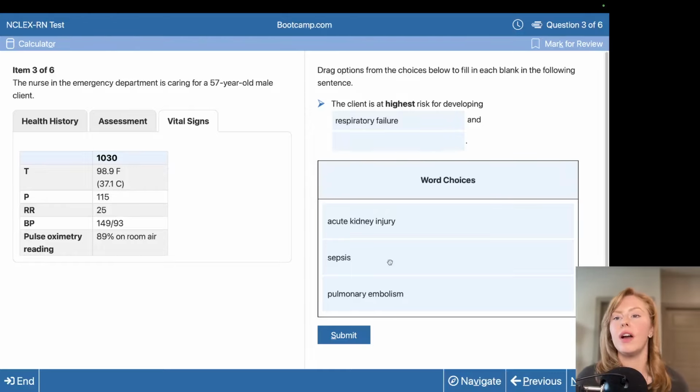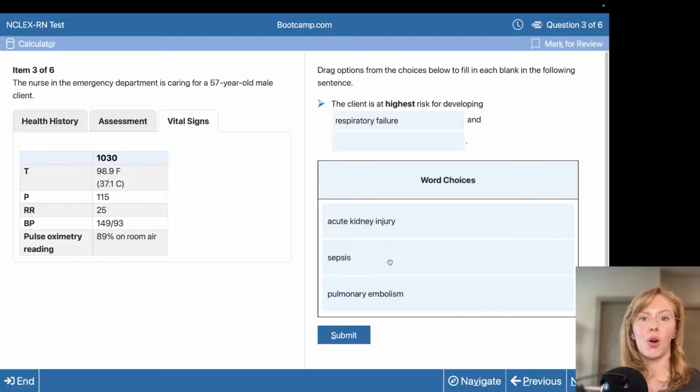So sepsis, what kinds of things put clients at risk for sepsis? What condition would put this guy at risk for sepsis? If sepsis is an infection of the bloodstream, you would have to have an infection somewhere else first. So maybe a pneumonia or some other infection. We've already pointed out we don't have any evidence of infection. We don't have a fever, we don't have purulent sputum, so this is unlikely.